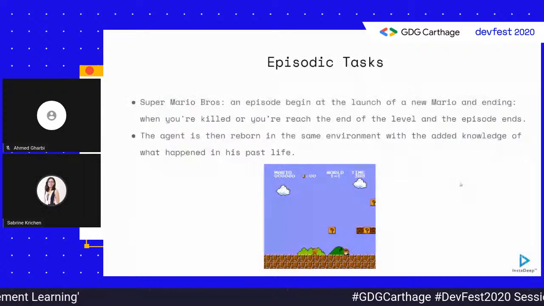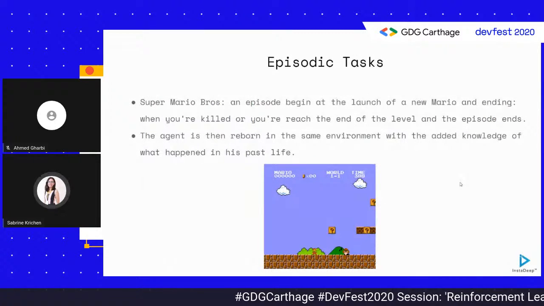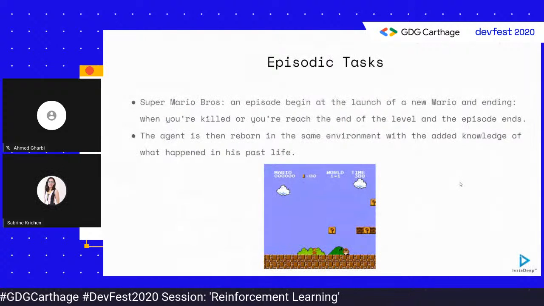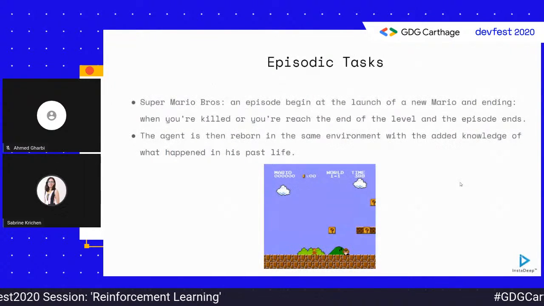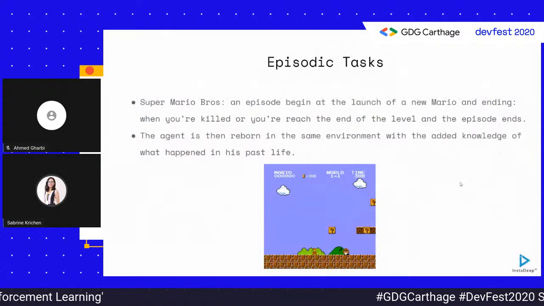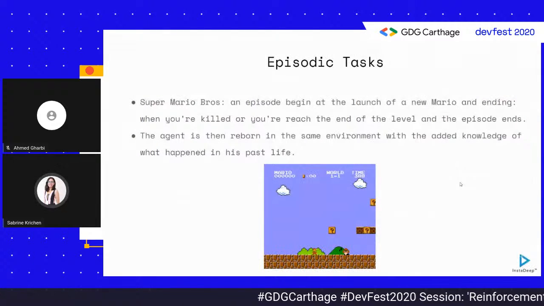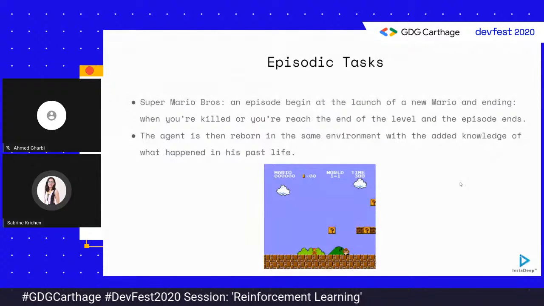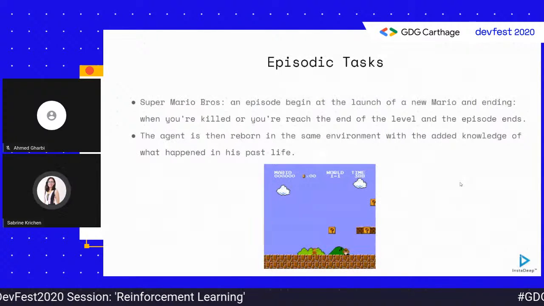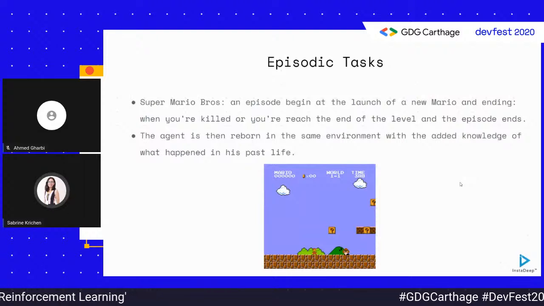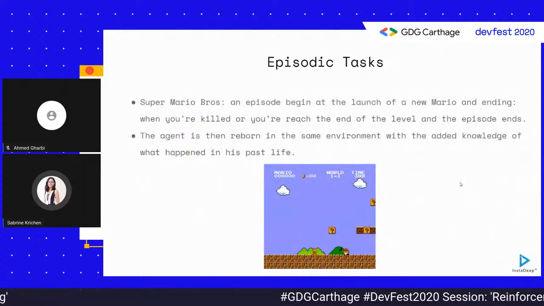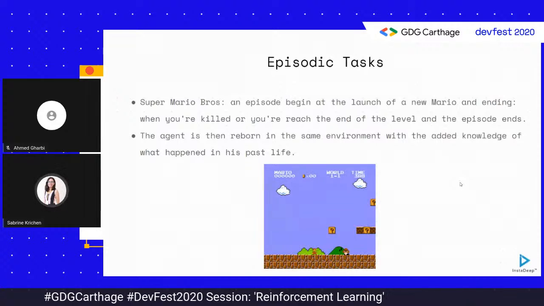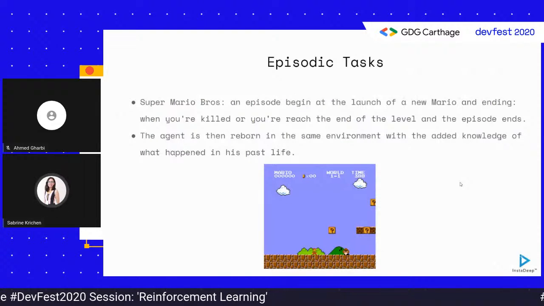An example of episodic tasks is the game of Super Mario. An episodic task begins at the launch of a new Mario, and it will end when he is killed or he reaches a new level. So, in reinforcement learning, when an episode ends, the agent will be reborn in the same environment, but of course with the added knowledge of what happened in his past life.